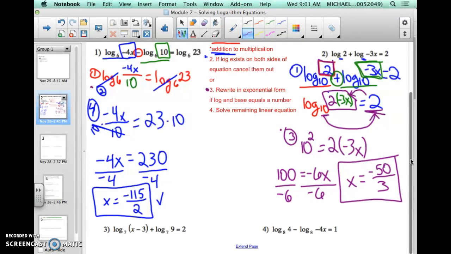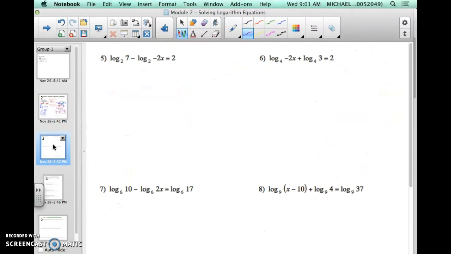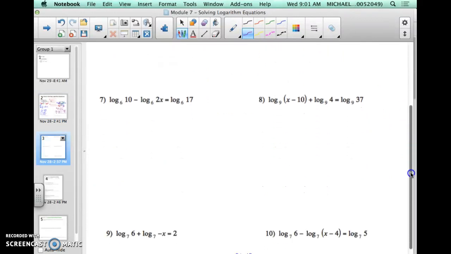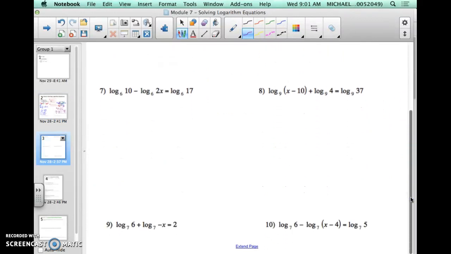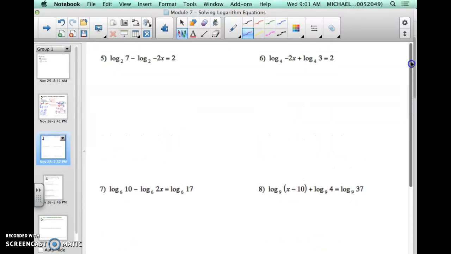I have solved an equation that was a subtraction equation, and I solved one that was addition, and I also solved one where you can cancel out logs if they exist on both sides, and one where you have to rewrite it in exponential form. If you notice now, the practice work you have, numbers 3 and 4 here, and then 5 through 10 on this page, will incorporate both of those skills that I just showed you.